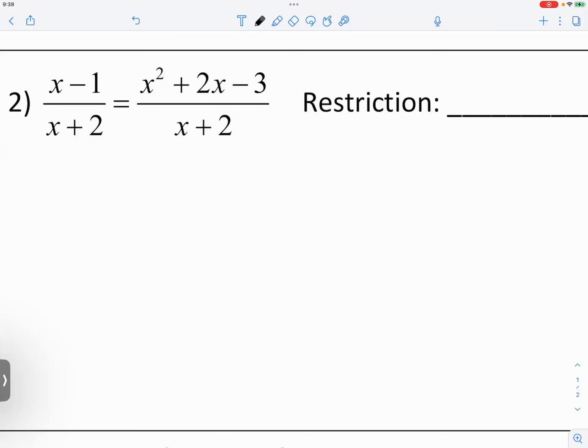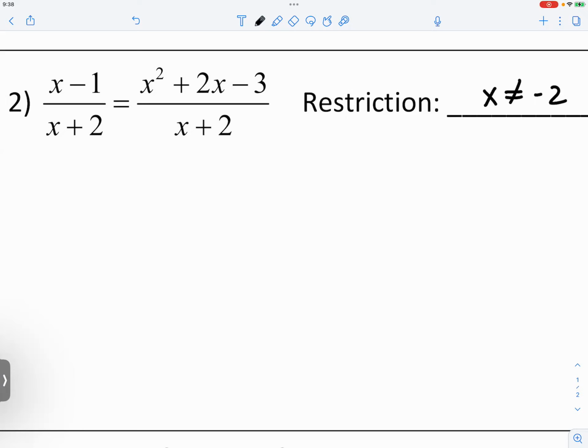Now for number 2, of course we can, well, first we should write down the restrictions. The restriction this time is that x cannot be just -2, because that would send the denominator to 0, and that fraction will become undefined. All right, so that's easy.